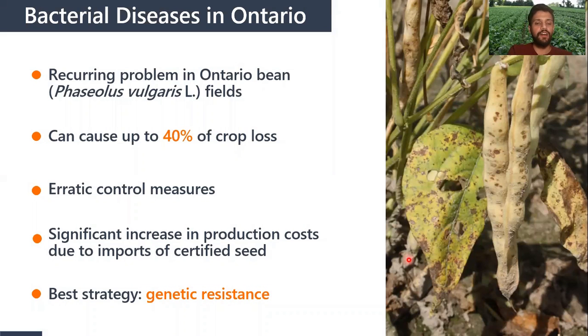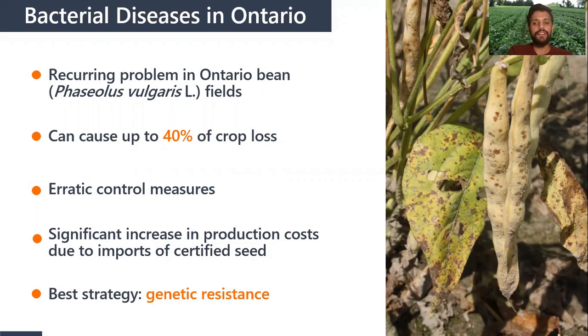Bacterial diseases are a recurrent problem in bean fields in Ontario. They can lead to crop losses of up to 40% in more severe cases, and they are usually difficult to manage. The most common control measures are crop rotation and the use of copper-based bactericides. Crop rotation is not very effective because bacteria can survive over winter in crop debris, and some pathogens have a very broad host range, being able to infect over 120 plant species. And the copper products provide erratic responses, which often lead to copper-resistant pathogens.